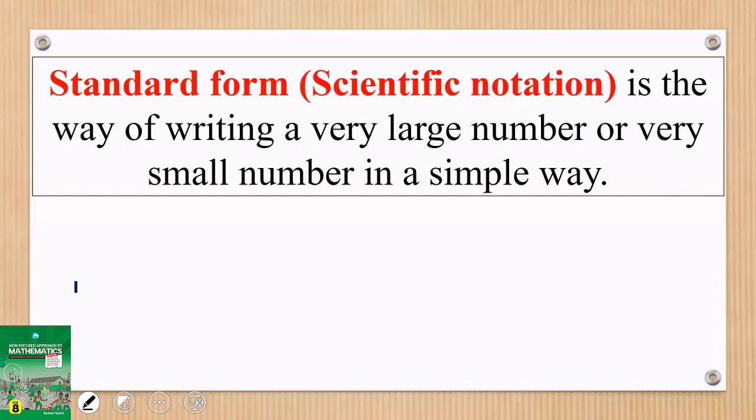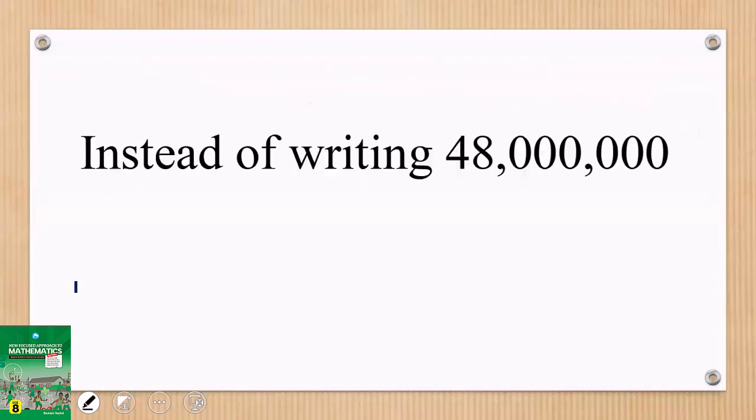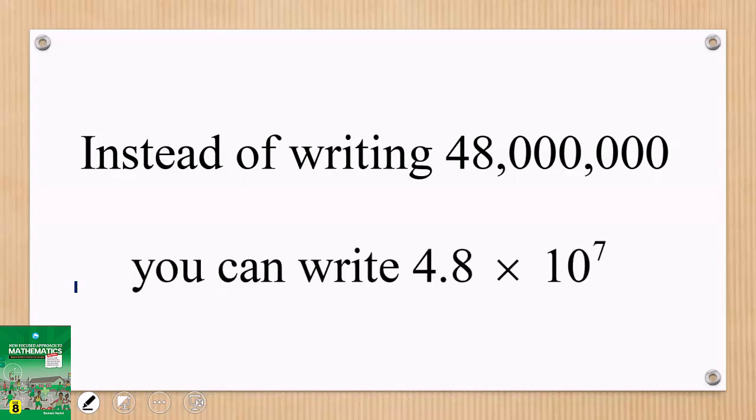If you are doing experiments with science, or you are doing calculations and measurement, and you are measuring a very large object, and the value is very huge, you can't be writing that huge number in your calculations. For example, instead of writing 48 million in your calculation, it will be very simple if you write 4.8 times 10 to the power 7. I'll show you how it happened very soon.